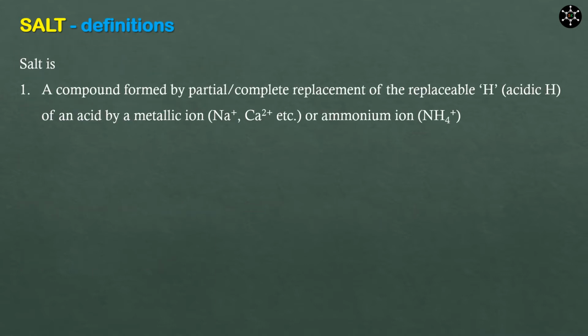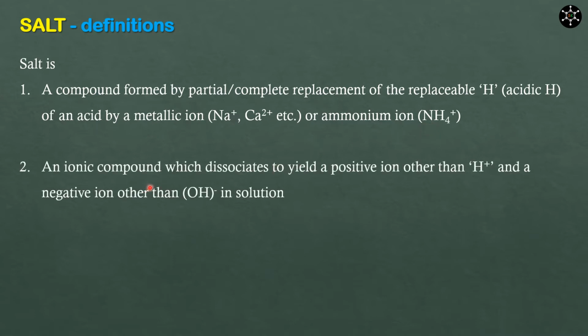So, salt can be defined as a compound formed by partial or complete replacement of the replaceable hydrogen or acidic hydrogen of an acid by a metallic ion like sodium, calcium, etc. or ammonium ion, that is NH4+. Another definition is salt is an ionic compound which dissociates to yield a positive ion other than H plus and a negative ion other than hydroxyl in solution.